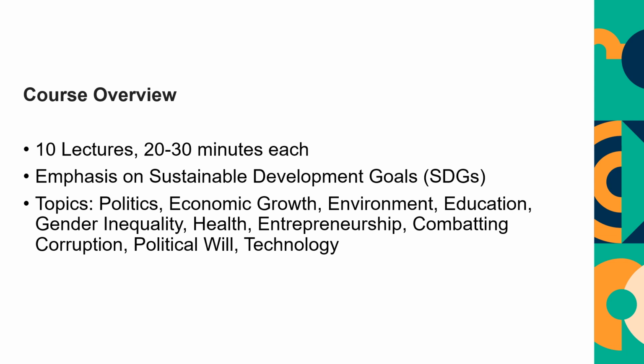Our lecture series consists of 10 engaging lectures, each approximately 20 to 30 minutes long. The main objectives of this course are to provide a brief overview of corruption, to develop an understanding of how corruption affects different aspects of society, and to inform how corruption influences the achievements of the Sustainable Development Goals. Here's an overview of what you can expect.